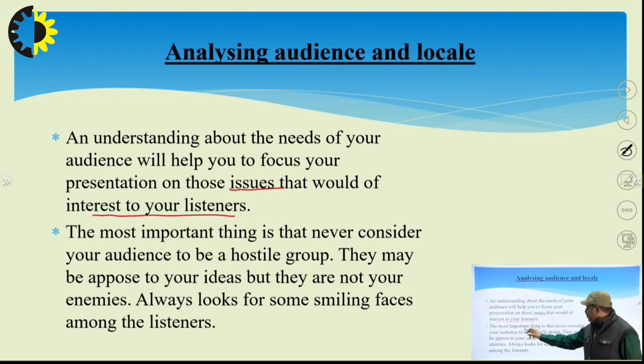Next, the most important thing is that never consider your audience to be a hostile group. Never and never. They may oppose your ideas, but they are not your enemies. Means they may not agree with your views or thoughts or feelings or sentiments or emotions, whatever you are communicating, but they are not your enemies. So never consider your audience a hostile group. Always look for some smiling faces among the listeners. Try to look for the positive persons, or you should also try to be positive.